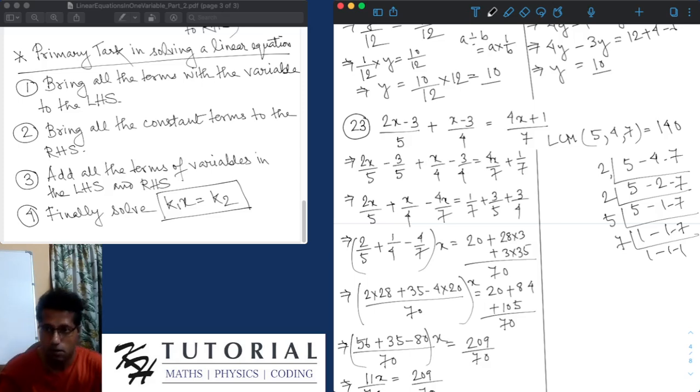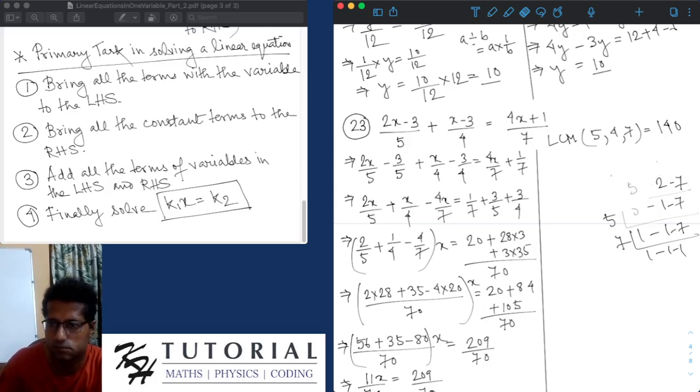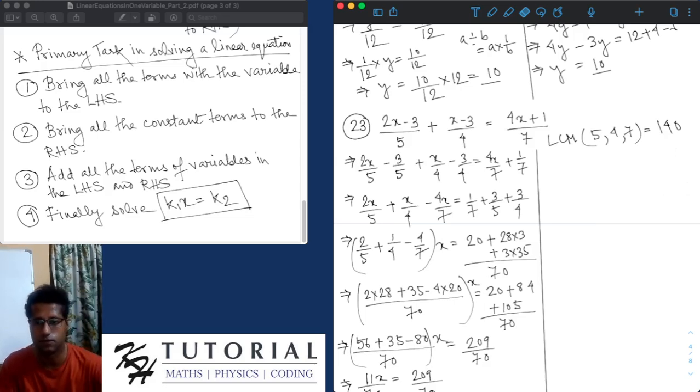Yes, 140. Let me first complete the alternate method, then I will try to fix the error that I did in finding the LCM on the left hand side. That is a straightforward method. The LCM I wrote as 70, but it will be 140. So LCM is 140.